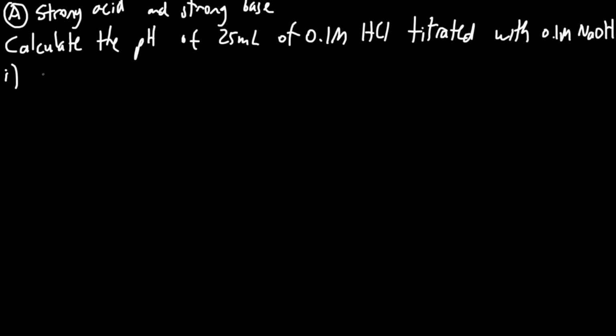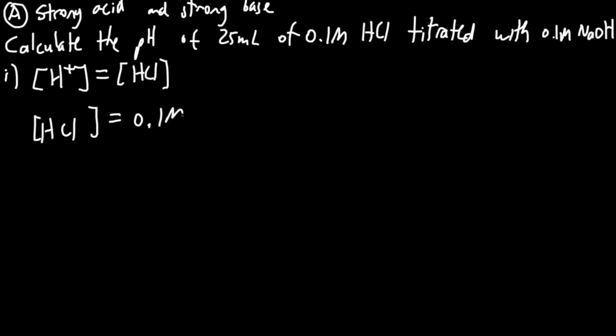So first we're calculating the initial pH, and this would be the concentration of hydrogen. And since HCl is a strong acid, the concentration of HCl should be the concentration of the H plus ions. So this is 0.1 molar. Using the formula pH equals negative log H plus, if we plug this in, we should get pH equals 1.